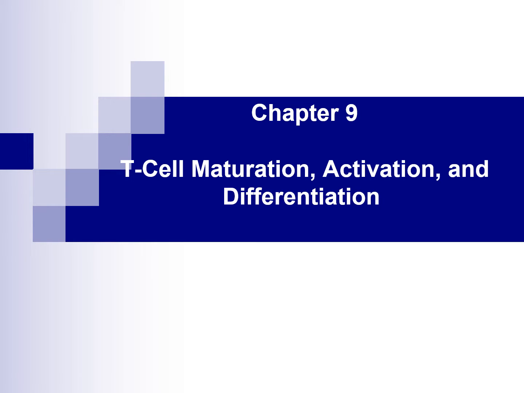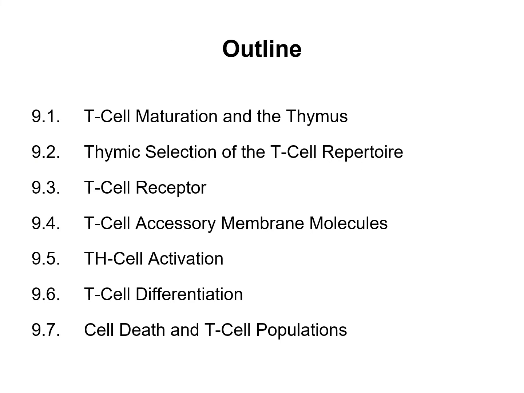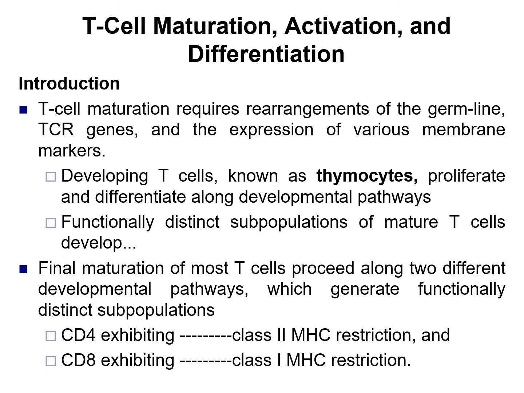This lecture is on T cell maturation, activation, and differentiation. In the development of T cells, there are some requirements, for example, the rearrangement of the germline TCR genes and the expression of different markers in the cell membrane. These developing T cells are called thymocytes. They proliferate and differentiate to become different subpopulations of mature T cells.